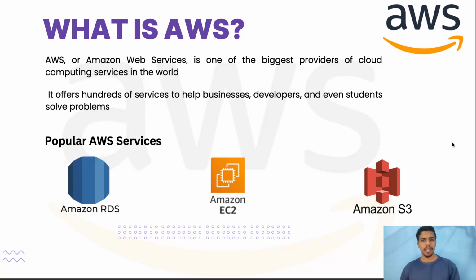So what is AWS? AWS or Amazon Web Services is one of the biggest providers of cloud computing in the world. It offers hundreds of services to help businesses, developers, and even students solve problems. Among the hundreds of popular AWS services, the most popular are Amazon RDS, which is a relational database system, the second one being Amazon EC2, where we can host or deploy our virtual machines, and the third one is Amazon S3, which will be discussed later in this video.